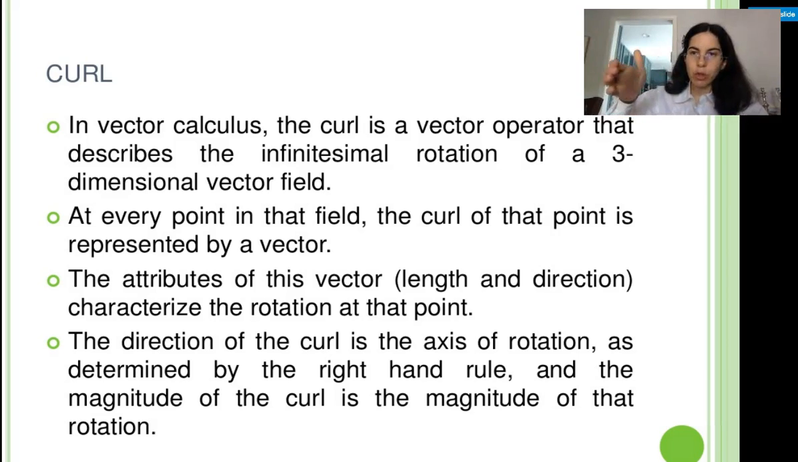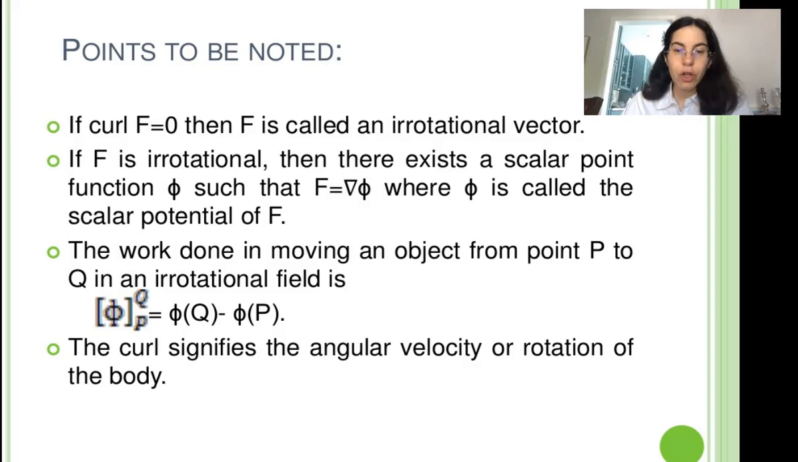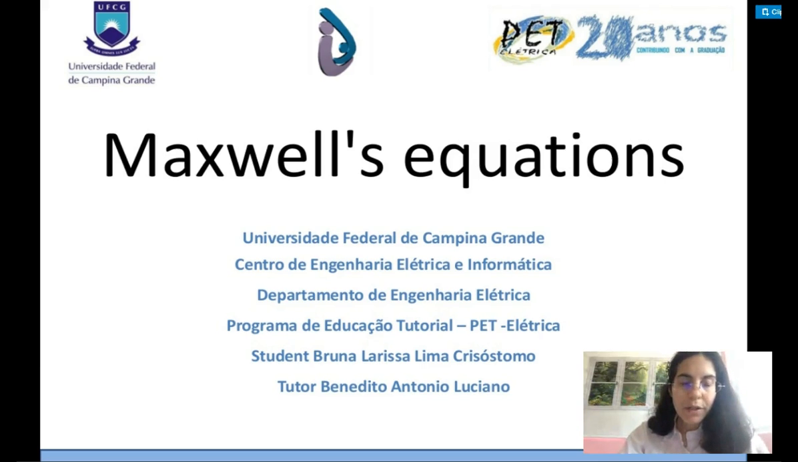Again, like all rotational quantities, the right-hand rule gives you the direction of that curl. The curl is going to give you the angular velocity or rotation of whatever system you're looking at about that point. Now that we're clear on the operators and what they mean, let's get into Maxwell's equations.